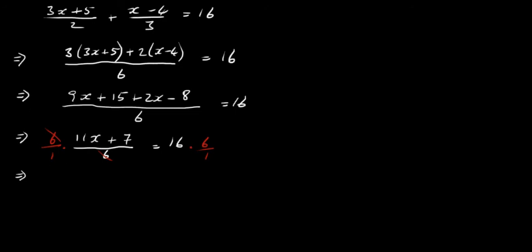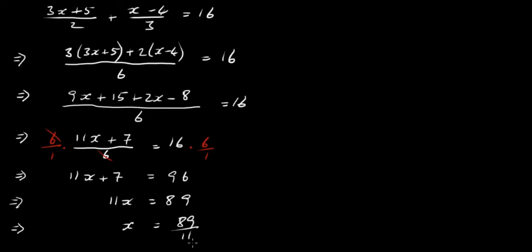And on this side then you just end up with 11x plus 7 is equal to 6 times 16, well 6 6s are 36, carry 3, 6 1s are 6, 7, 8, 9, 96. So here we end up with 11x is equal to, well, subtract 7 from both sides, that gives you 89, and then finally divide by 11, so you get 89 divided by 11, 89 over 11.